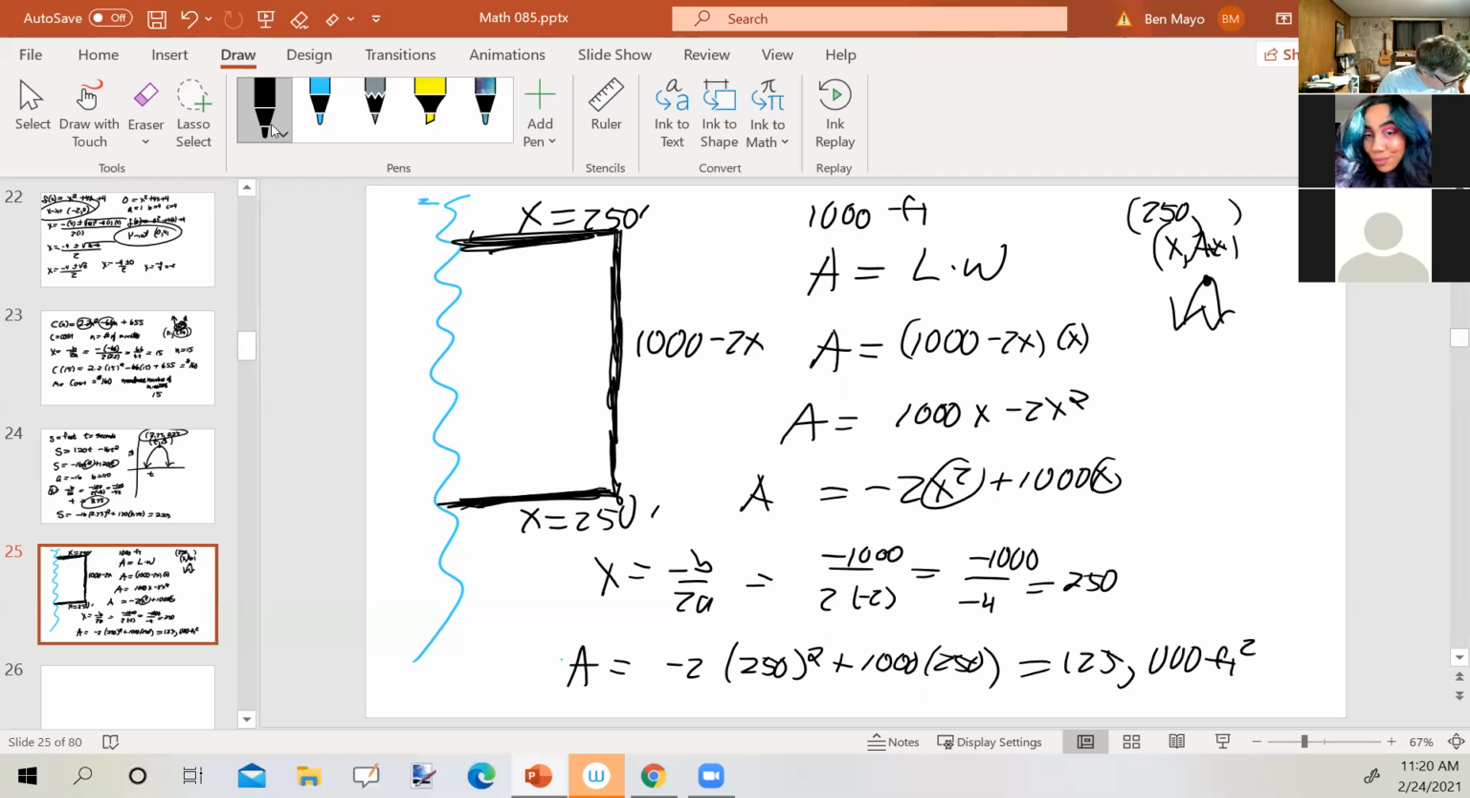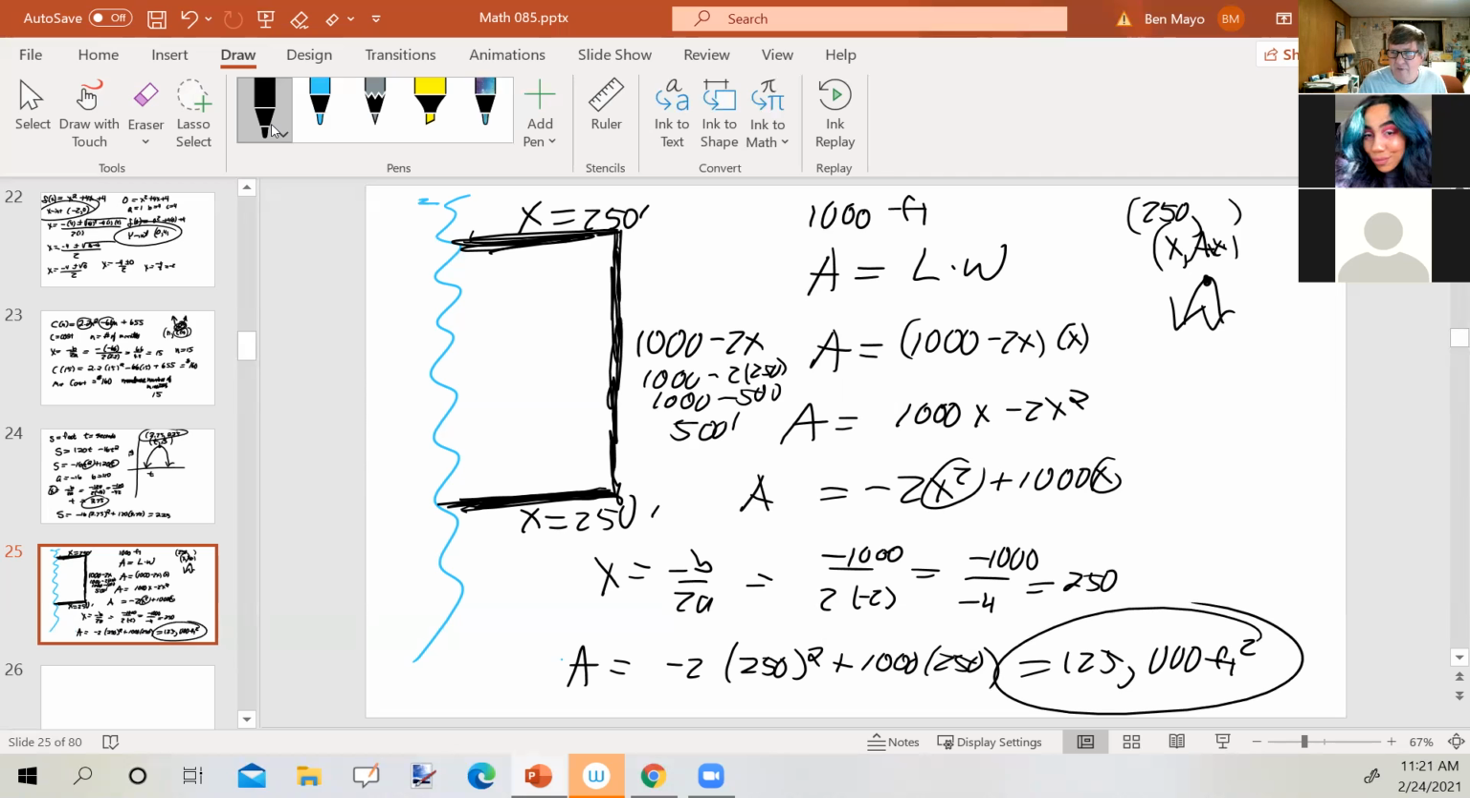Where did it go here? It says if the enclosed area is to be maximum, find the dimensions of the field. So they would be 250 by, what's 1,000 minus 2 times 250? That's 1,000 minus 500. That's 500 feet. And the maximum area would be 125,000 square feet.